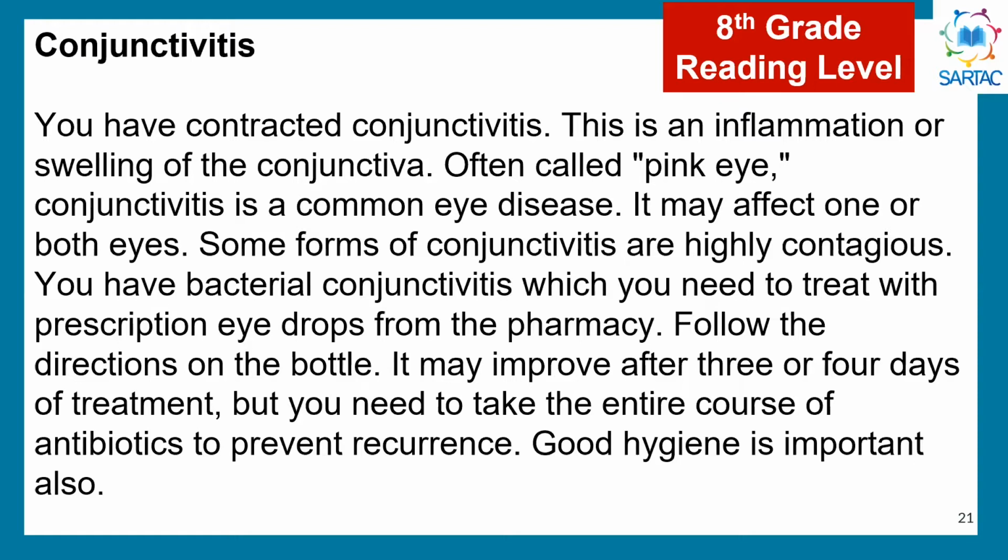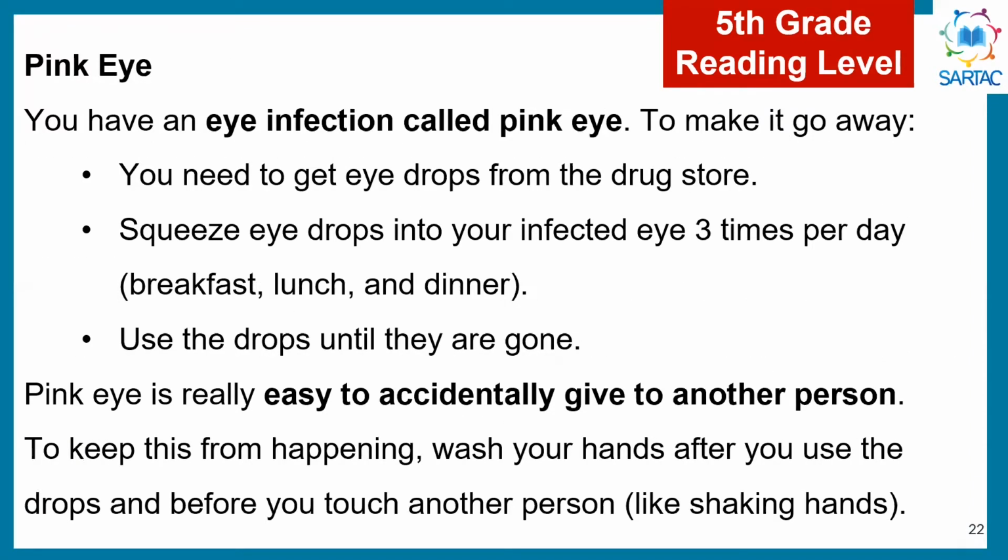This is written on an 8th grade level. This is the same information written on a 5th grade level. Go for it, Max. Just read maybe the first half of it. Okay. Pink eye. You have an eye infection called pink eye. To make it go away, you need to get eye drops from the drugstore. Squeeze eye drops into your affected eye 3 times per day, breakfast, lunch, and dinner, and use the drops until they are gone.